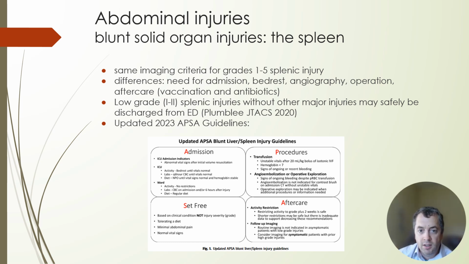Moving on to the spleen. Again, similar to the liver, there are similar imaging criteria for grading these injuries. The difference, again following those same APSA guidelines for liver and spleen, is in the need for admission, bed rest, angiography, as well as aftercare, with more indications for antibiotics, potentially longer antibiotics, and for vaccination as well. Like low-grade liver injuries, low-grade splenic injuries may be safely discharged from the ED. And the same figure is shown for the spleen as for the liver on the previous slides.